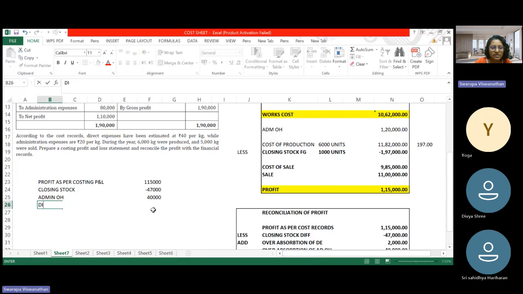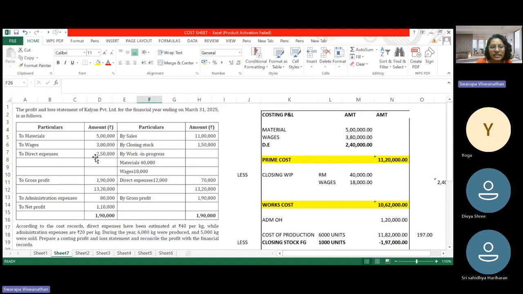Then direct expenses. With respect to direct expenses, what is the net direct expense? 2,50,000 minus 12,000. That is 2,38,000. What is the direct expense amount in the cost records? 2,40,000 is there, whereas in the financials, it is only 2,38,000. That means there is an over absorption. The actual overheads is 2,38,000, but we have absorbed 2,40,000. That is, there is an over absorption of overheads.